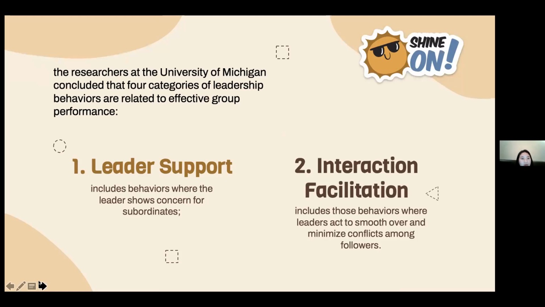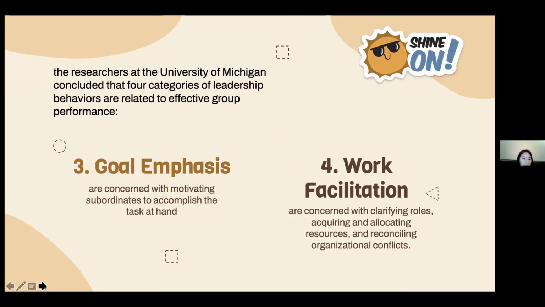The researchers at the University of Michigan concluded that 4 categories of leadership behaviors are related to effective group performance. The first is leader support, which includes behaviors where the leader shows concern for the subordinates. Then we have interaction facilitation, which includes behaviors where leaders act to smooth over and minimize conflicts among the followers. The third is goal emphasis, which is concerned with motivating subordinates to accomplish the task at hand. And also work facilitation, which is concerned with clarifying roles, acquiring and allocating resources, and reconciling organizational conflicts.